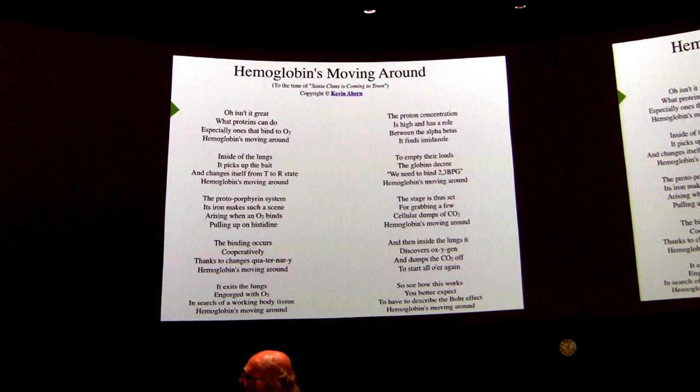Start all over again. See how this works? You better expect to have to describe the Bohr effect. All right, guys.